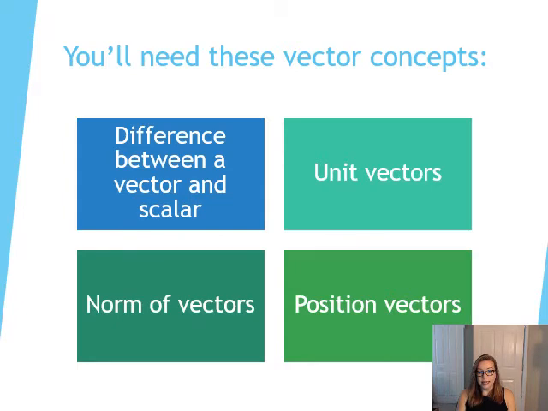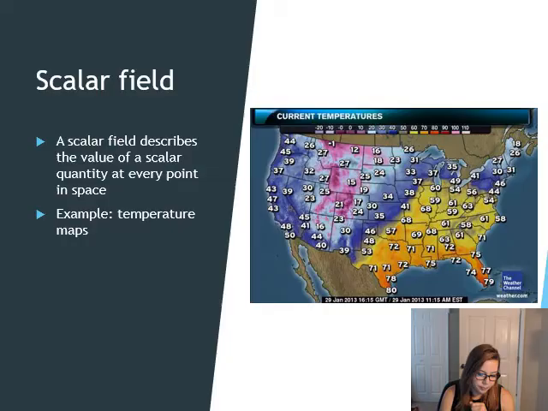So in order to understand and be able to deal with this concept of a field, we're going to apply these specific vector concepts. So you need to feel comfortable dealing with any of these four vector concepts here: understanding the difference between a vector and a scalar, creating a unit vector that describes the direction of a particular vector, finding the norm of a vector, and also describing a location in space using a position vector. So if any of these things seem a little foggy to you, I would pause this video now and go back and review those topics.